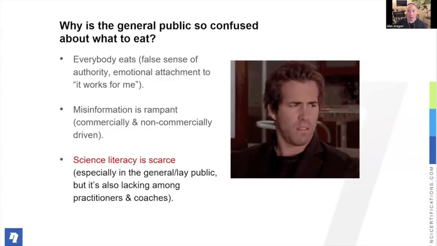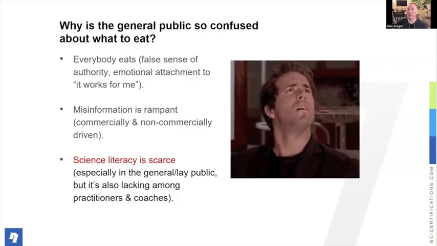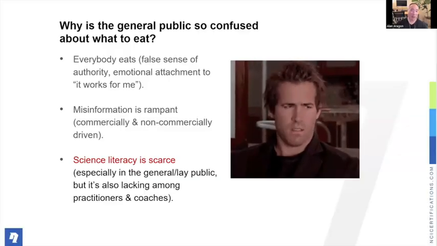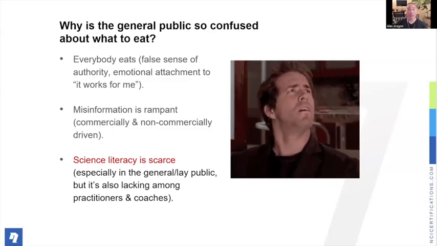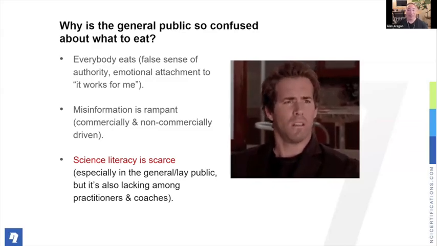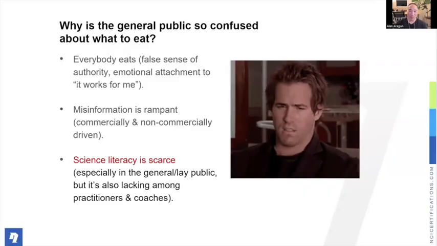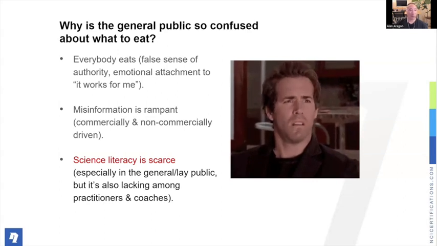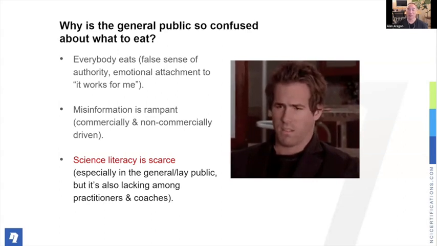The third and final reason why the general public is so confused about what to eat is because science literacy is very scarce amongst the lay public. And it's also scarce amongst practitioners and coaches. So science literacy is actually scarce across the spectrum of populations. And we're going to tackle it, and we'll understand it, and we'll gain some tools and skills to become scientifically literate.